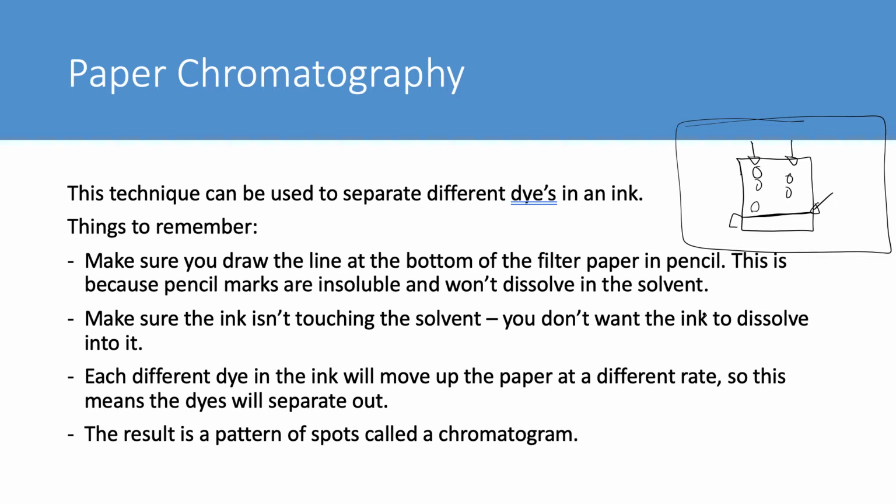And there are a few things you need to remember when carrying out paper chromatography. This line over here you draw out has to be drawn with pencil, and this is because pencil marks are insoluble and they won't dissolve in the solvent. If you put ink on there, the ink will just interfere with the separating technique of paper chromatography. Another thing you need to make sure is that the ink isn't touching the solvent. This will again interfere with the separation technique.